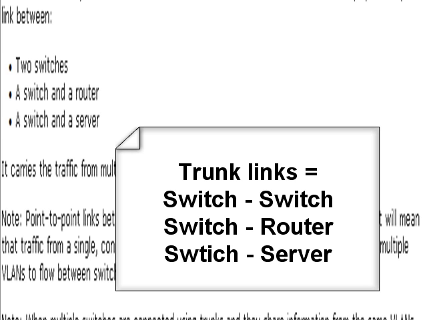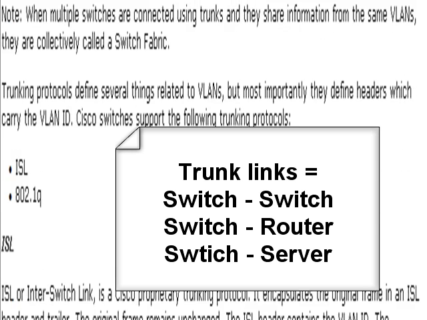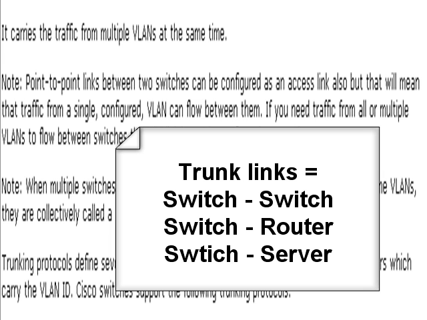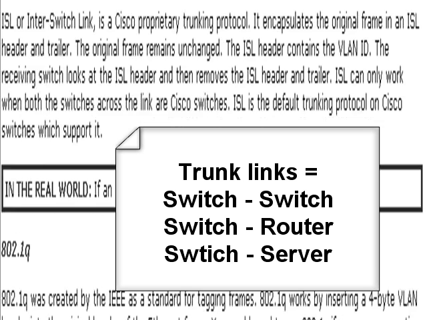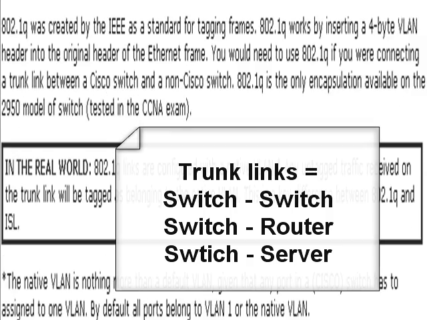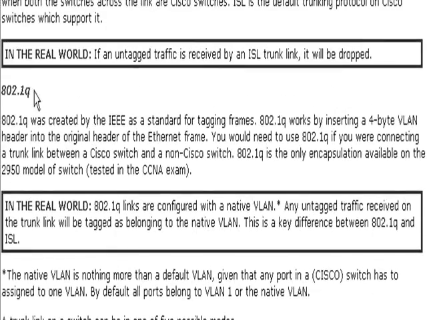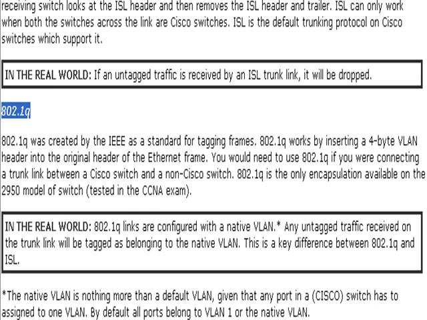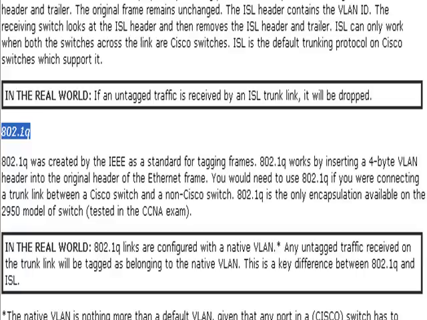Now, I'm not talking about VLAN Trunking Protocol at the moment, but basically you have to have an encapsulation type so the switches can communicate, either Inter-Switch Link or 802.1Q. But for the purposes of the CCNA exam, the 2950 switch can actually only use one type, so it's 802.1Q.